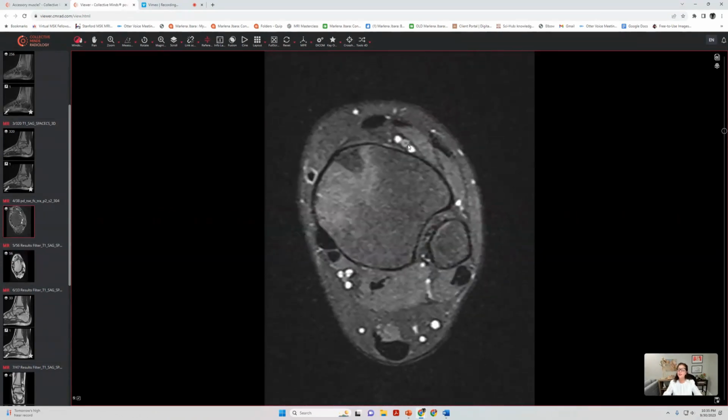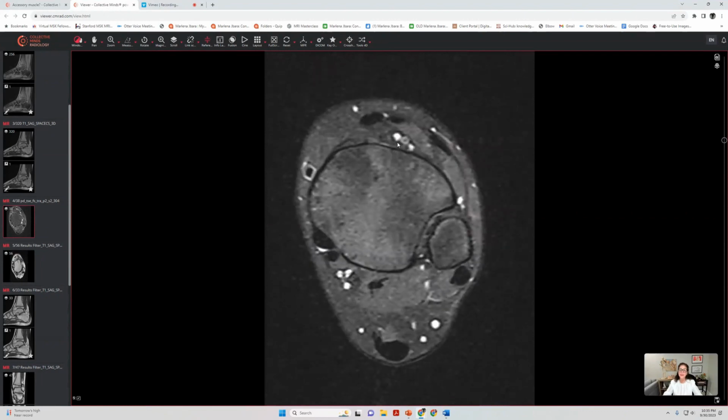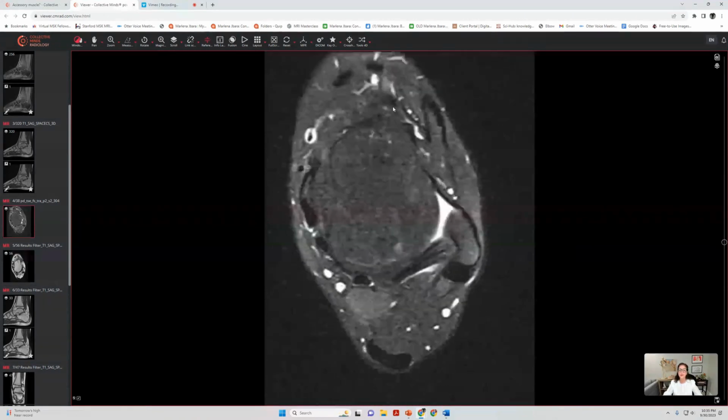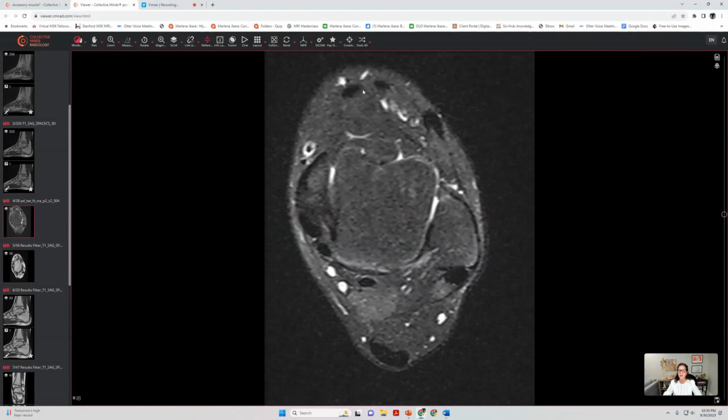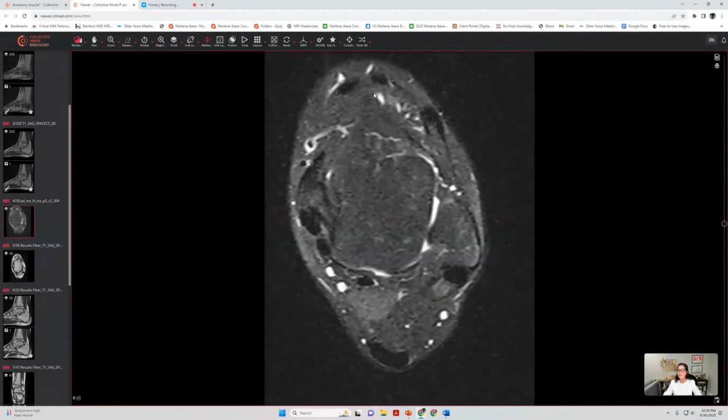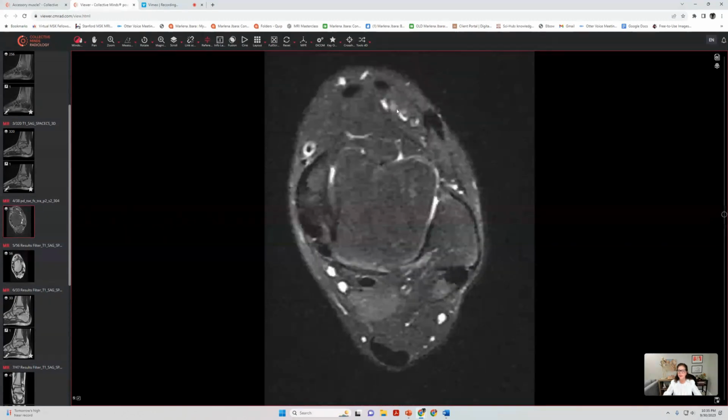We also can appreciate the anterior tarsal tunnel. That is the space where the deep peroneal nerve goes underneath the superior extensor retinaculum and the extensor tendons and can actually be compressed and create muscular and painful clinical syndromes.